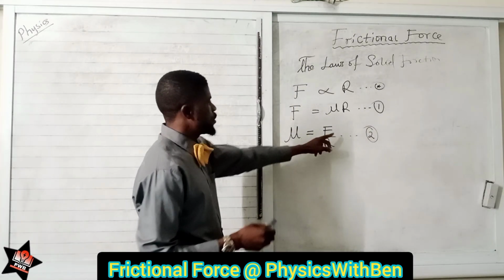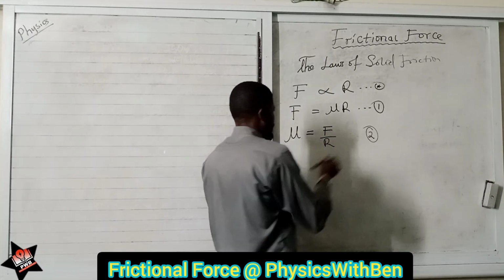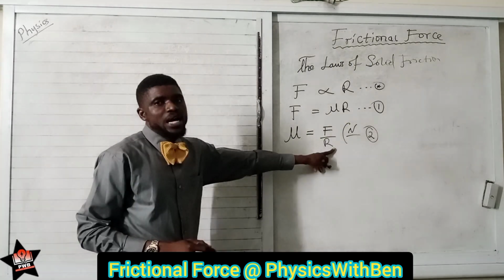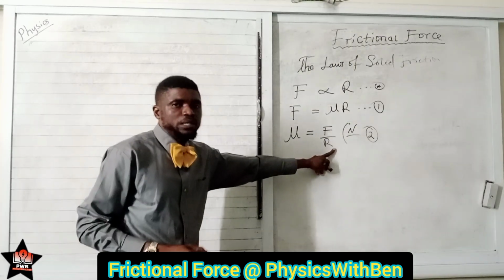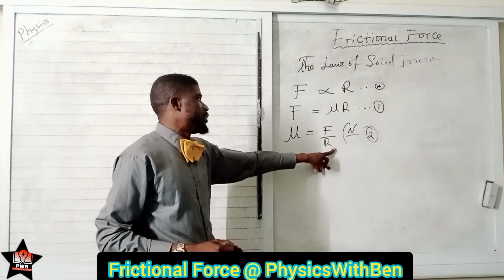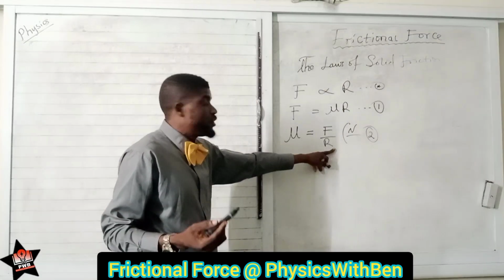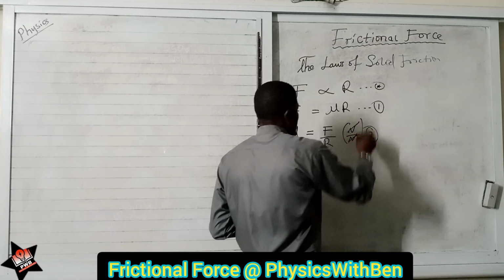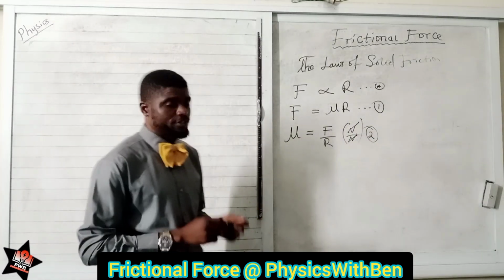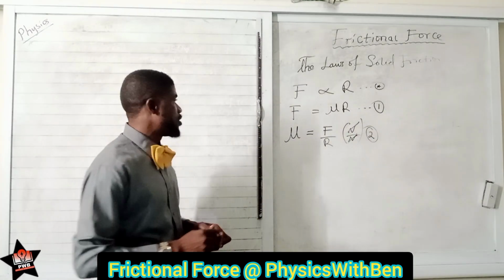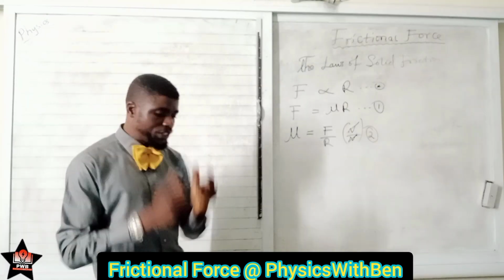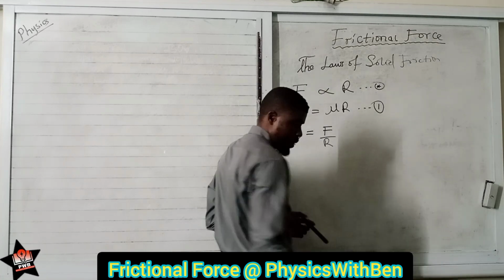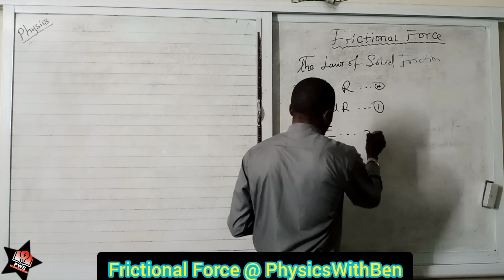Dimensionally, force is measured in the SI unit of Newton, and the normal reaction, I also said, is dependent on the mass of the object, and it is also measured in the SI unit of Newton. So if Newton cancels out Newton, then we have no SI unit left. So for this reason, we say that the coefficient of friction is a dimensionless quantity. So we call this our equation number 2.